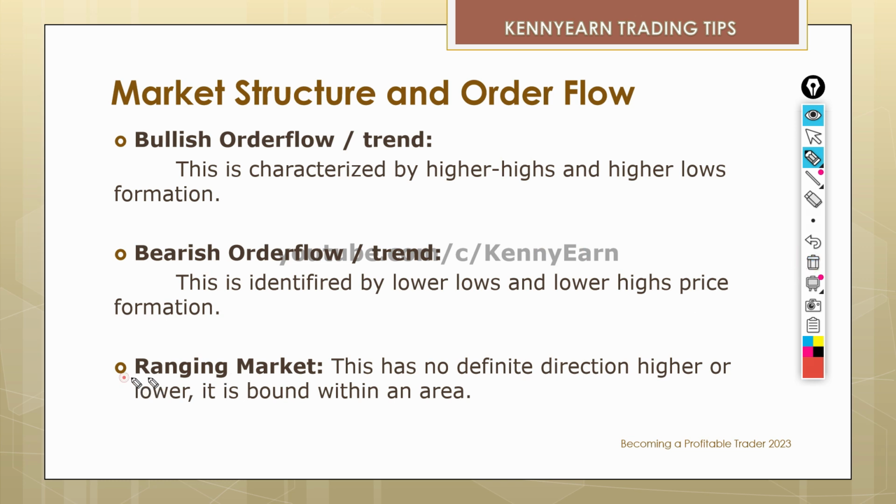And then the next one is the ranging market. A range bound market has no definite direction, either higher or lower. It's just bound within an area, within a range. It looks like this. The market just moves in this pattern. No higher high, higher low. It's just trading within a range, a confined area. So that's a ranging market. There are ways we trade both markets, and we're going to be talking about that later.